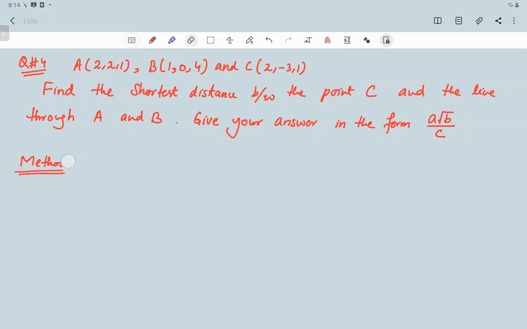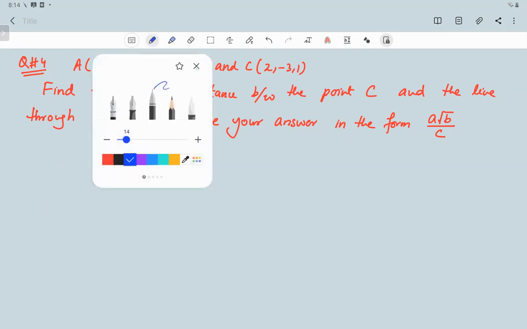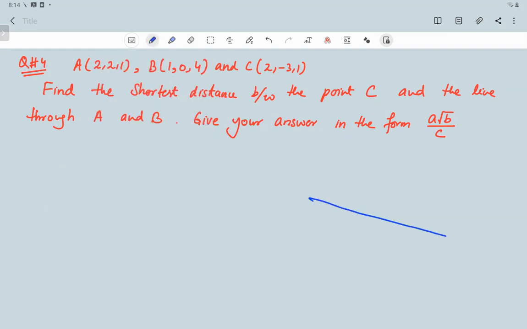Before I write method one, I should write the procedure which will be applicable to the rest of the methods. I should write the general steps which I will use in all of the methods. I have to find the equation of this green line. So I first of all find the equation of this green line.